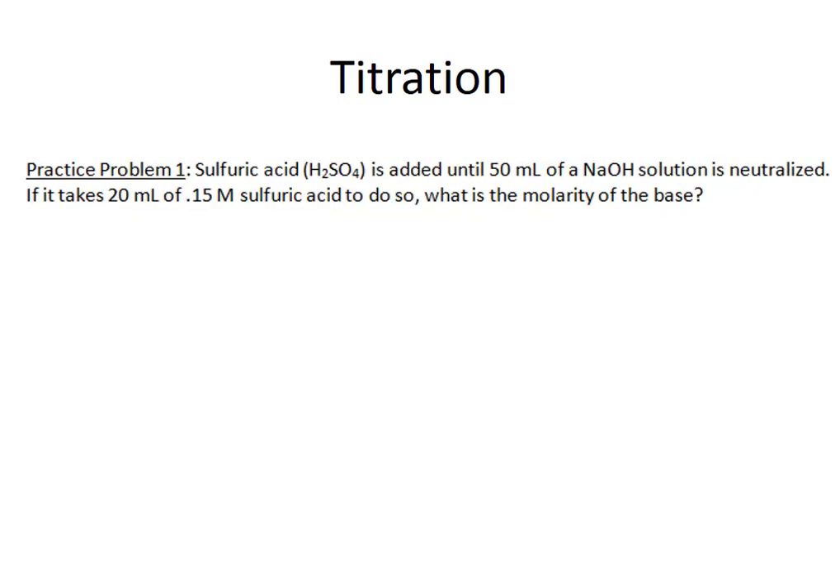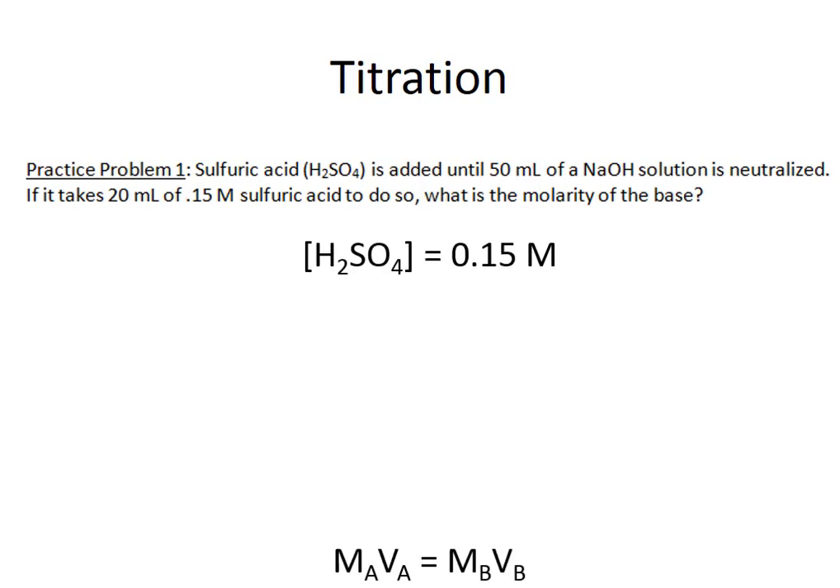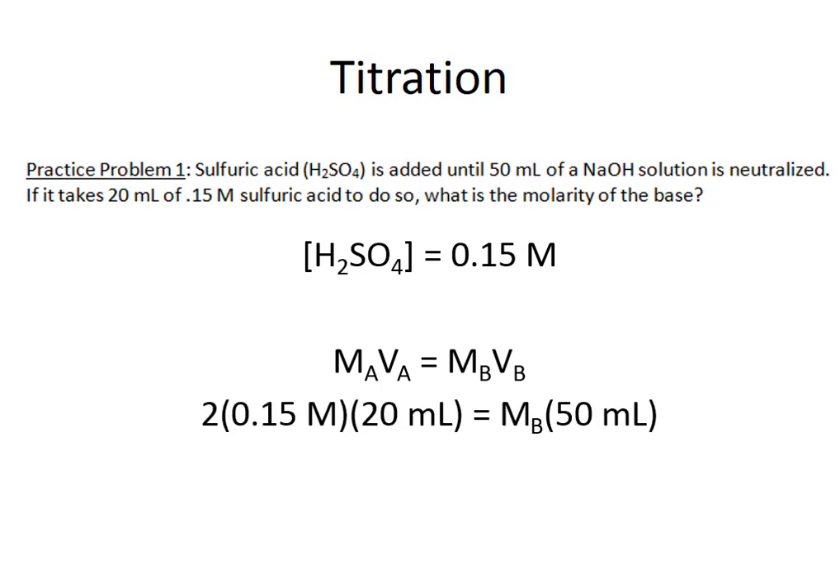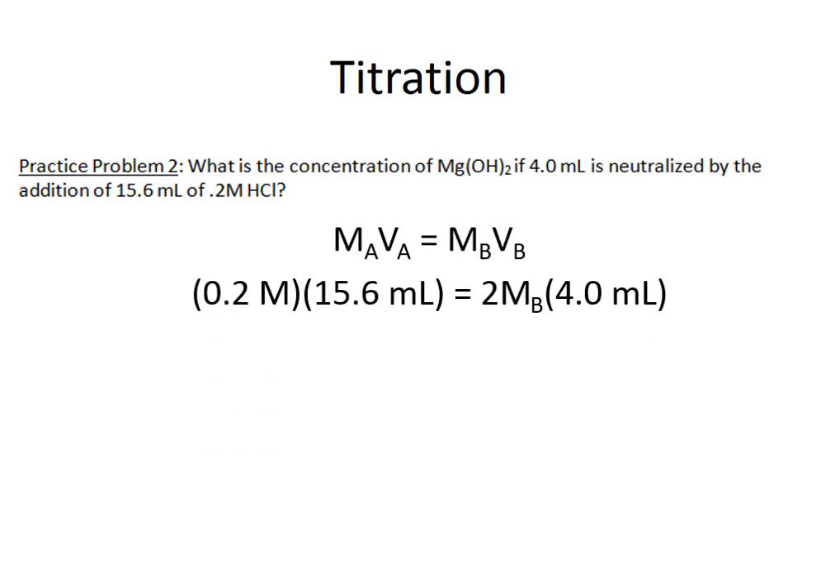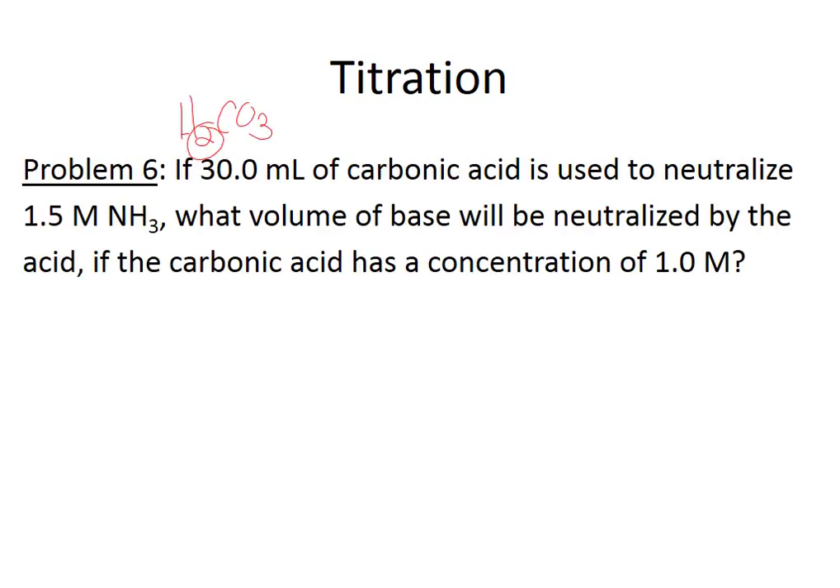So, a diprotic and a monoprotic. Looking at your diprotic H2SO4, I have to use a multiplier. So I use MAVA = MBVB, I have to multiply my molarity by 2 since it's diprotic, and I solve for my unknown variable. Again, with this one, I have a diprotic base. Using the same formula, I need to multiply this, so it's actually 2x. Solve for x, and you get a 0.39 molar solution.